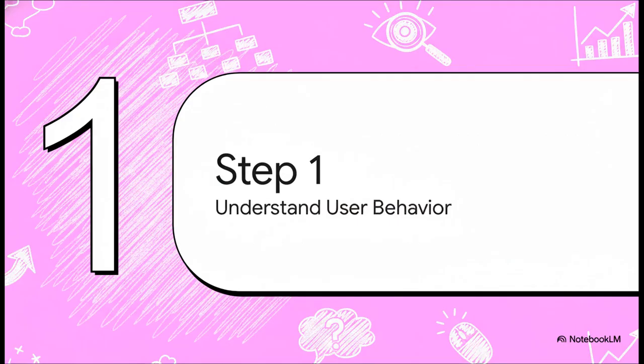Okay, so where in the world do we begin? It all starts right here, with step 1. We have to understand user behavior. Before you can improve anything, you first have to know what your visitors are really doing, where they're getting frustrated, and what they're actually trying to accomplish on your site.